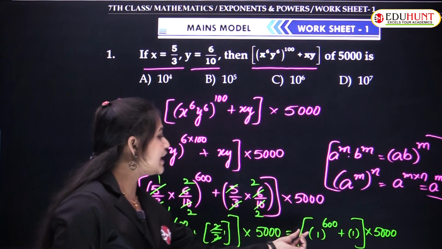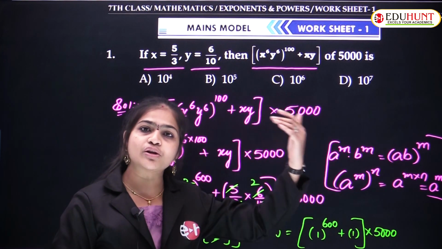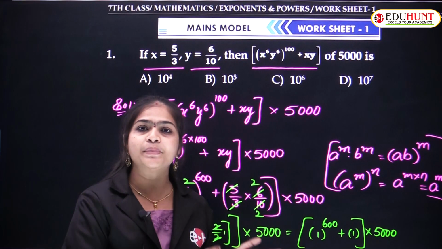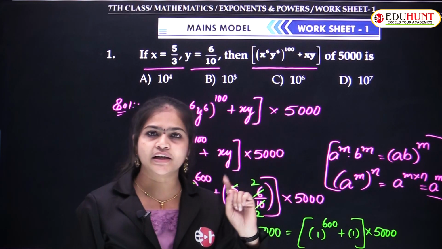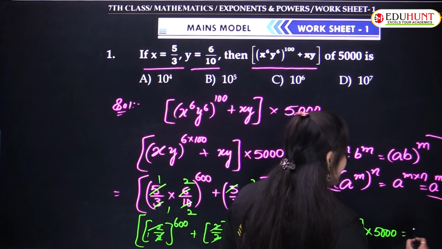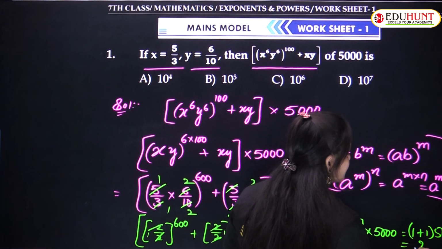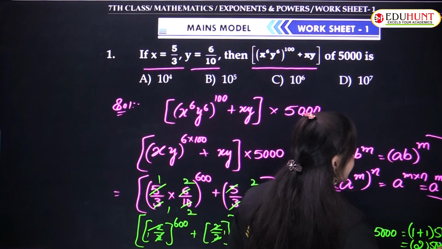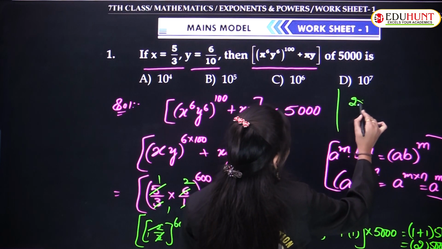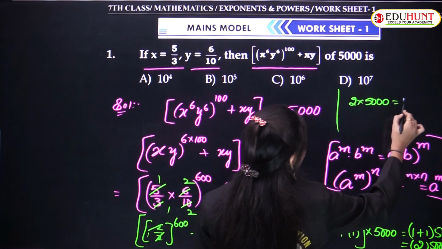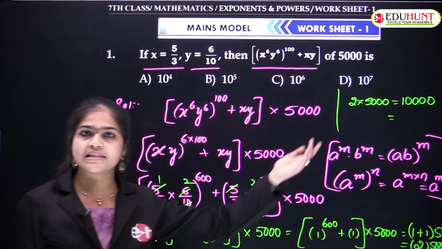After that, 1 power 600: 1 multiplied by itself 600 times or 1000 times, whatever it may be, 1 multiplied by itself n number of times, we will get only 1. That's why it is (1 plus 1) into 5000. 1 plus 1 is equal to 2. 2 into 5000 is 10,000. 2 into 5000 equals 10,000 only, right?